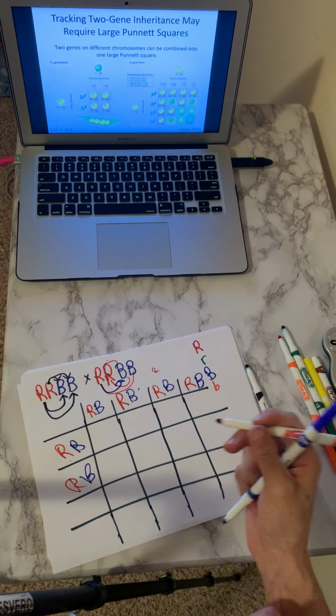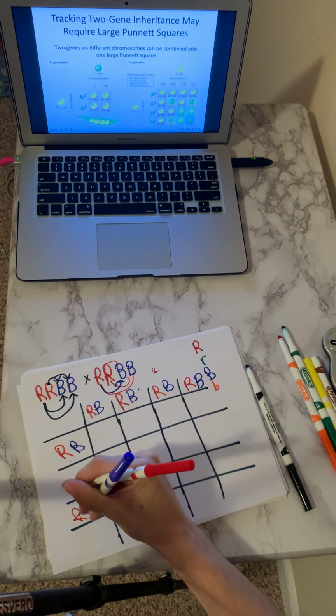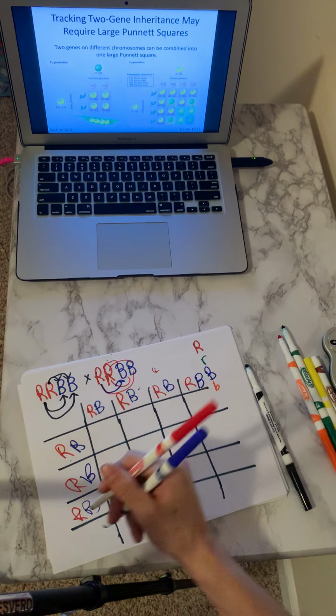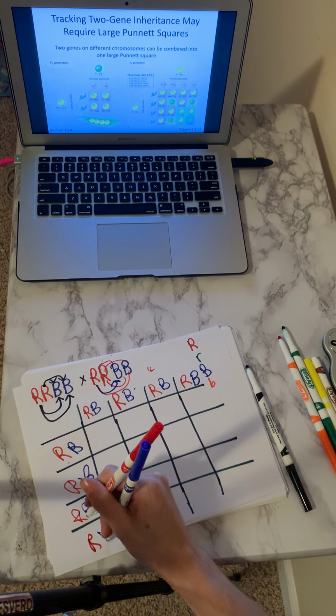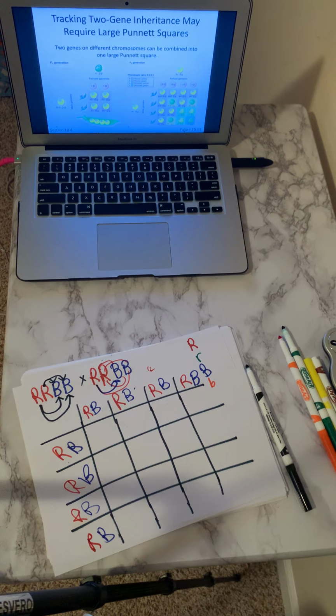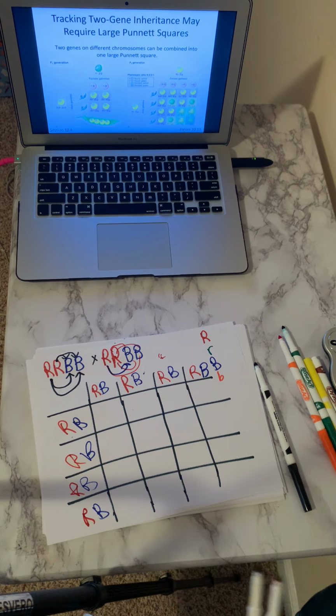Outer, inner, so big R to big B, and last, big R to big B. Okay, and that's how you distribute out our Punnett square for these large Punnett squares, these two-gene Punnett squares, looking at two different traits. So let's go ahead and fill in our Punnett squares.